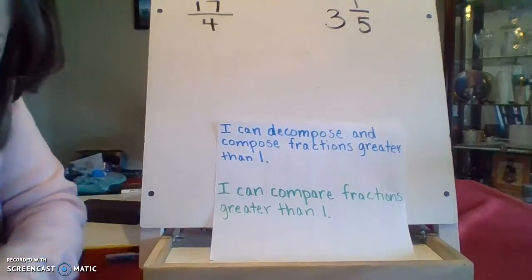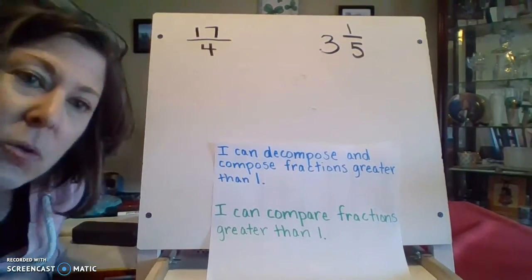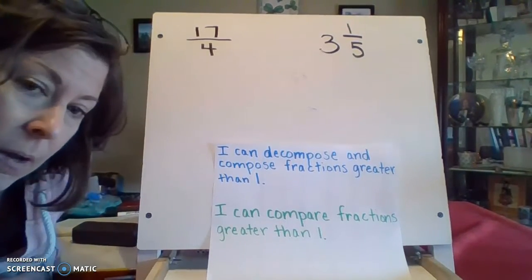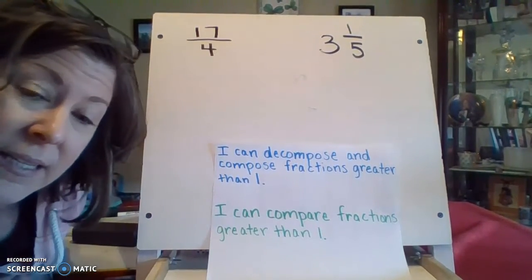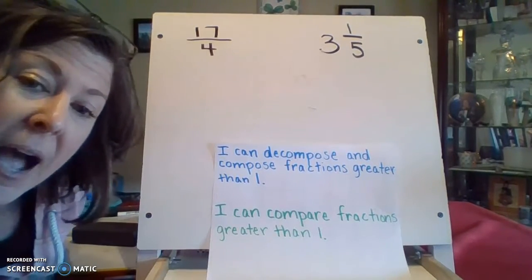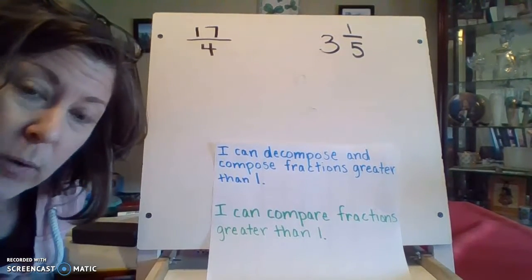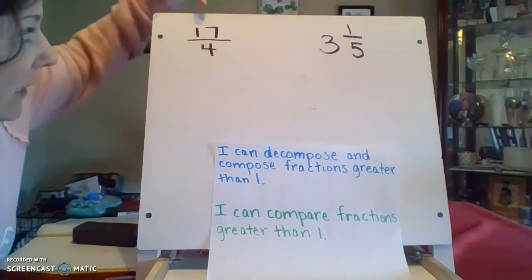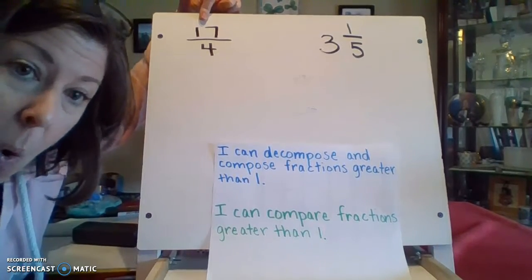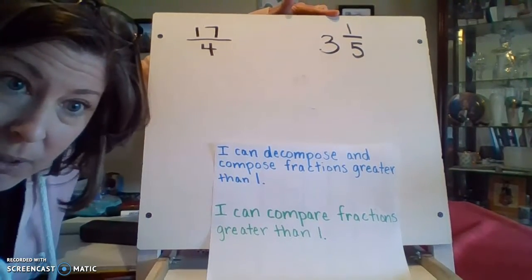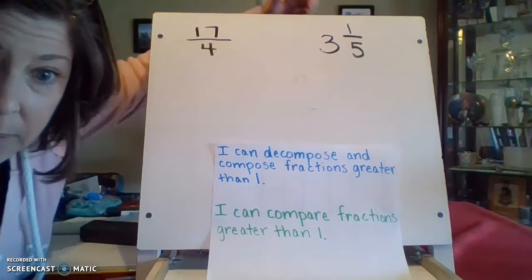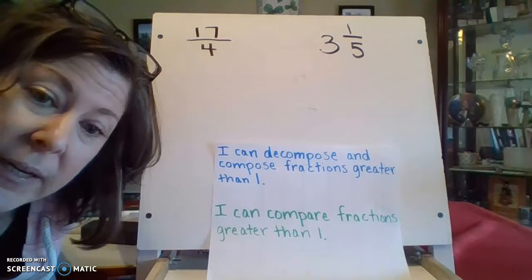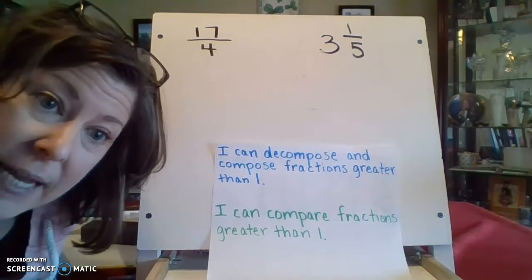But back to the real business. So today again, and this will be the last day that we have more than one I can statement. My first I can statement is actually the same as one from yesterday. I can decompose and compose fractions greater than 1. What does that mean? Well, it basically means changing an improper fraction to a mixed number or changing a mixed number into an improper fraction. My second I can statement today is going to be with comparing. I can compare fractions greater than 1.